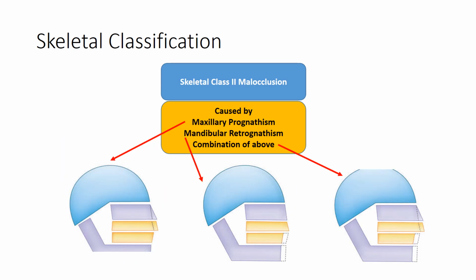Now in a skeletal classification, the class 2 malocclusion can be caused by two factors or a combination of the two. One is the maxilla may be prognathic, or the mandible may be retrognathic, or a combination of both maxillary prognathism and mandibular retrognathism.